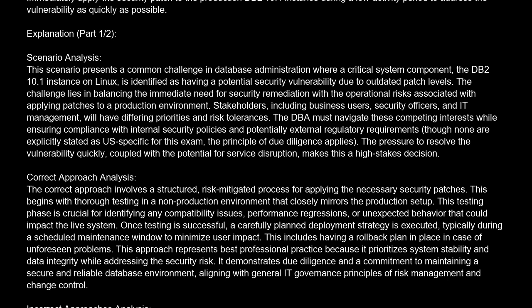This approach represents best professional practice because it prioritizes system stability and data integrity while addressing the security risk. It demonstrates due diligence and a commitment to maintaining a secure and reliable database environment, aligning with general IT governance principles of risk management and change control.